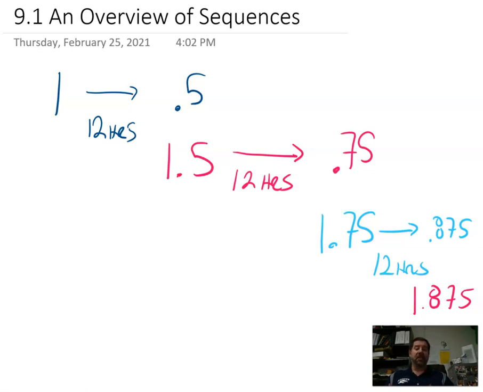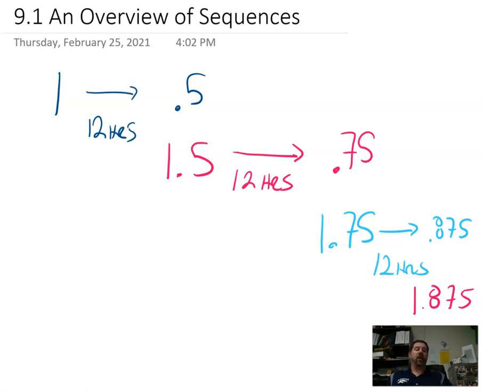But the question becomes, as a doctor, and this is kind of important: will this continue to grow and grow without bound, so they'll have an infinite amount of medicine in them? That would not be good. That would probably kill somebody. Or will this amount of medicine converge on a value? Maybe let's say it converges at 2.